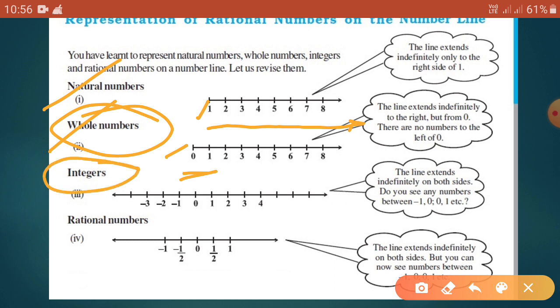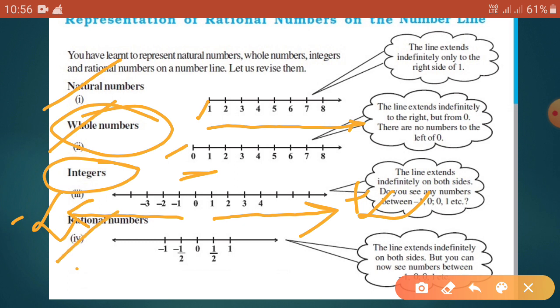Now the integers. If we represent integers on a number line, it looks like this. This line extends infinitely on both sides. It extends to plus infinity and it extends to minus infinity also. It goes on both sides.